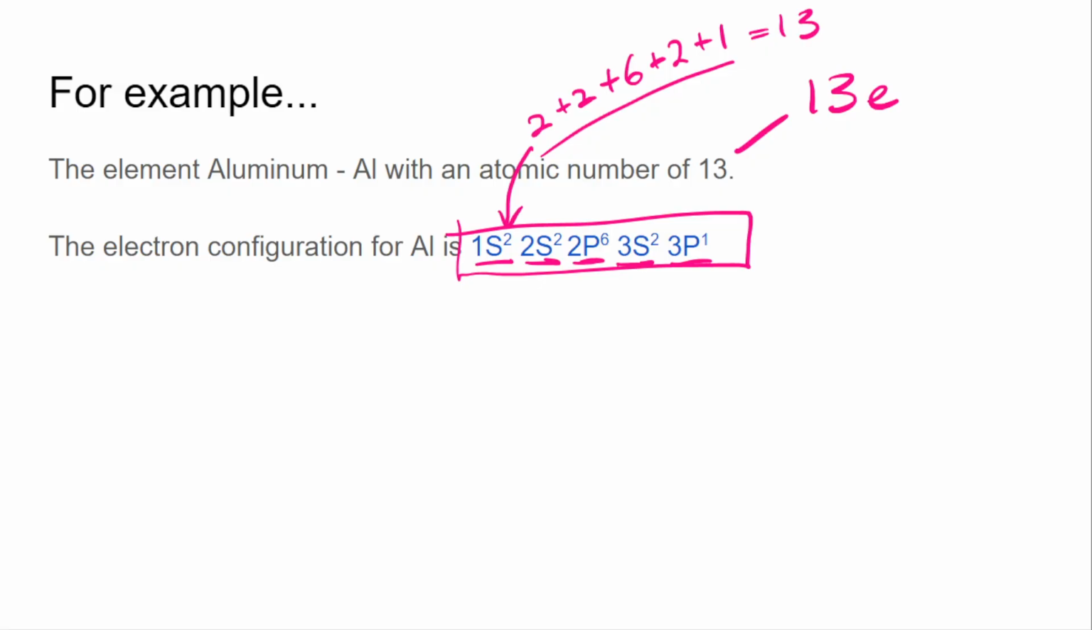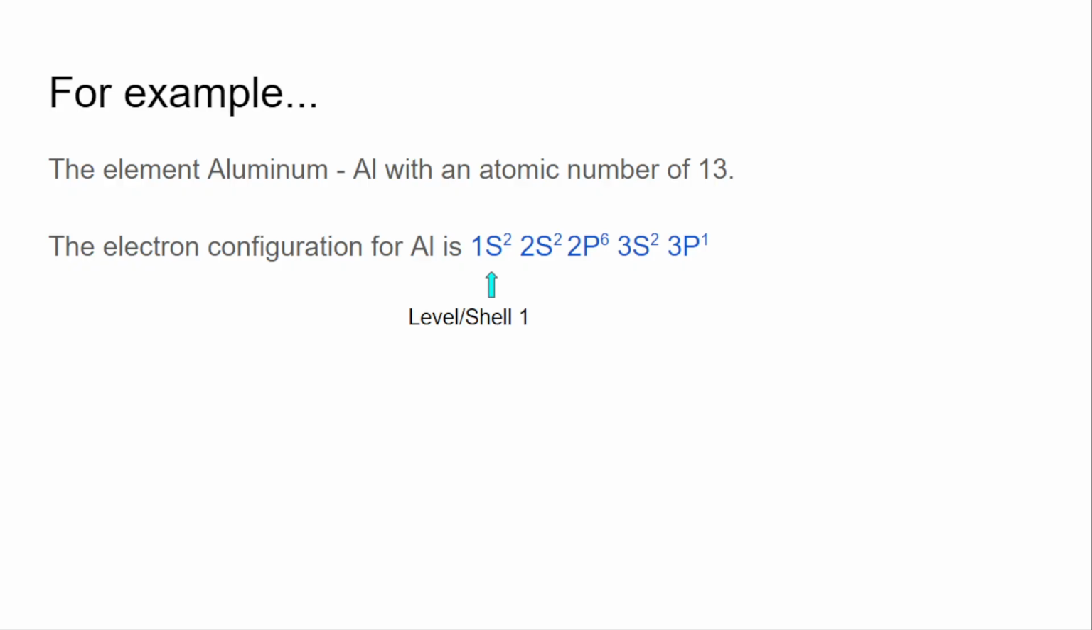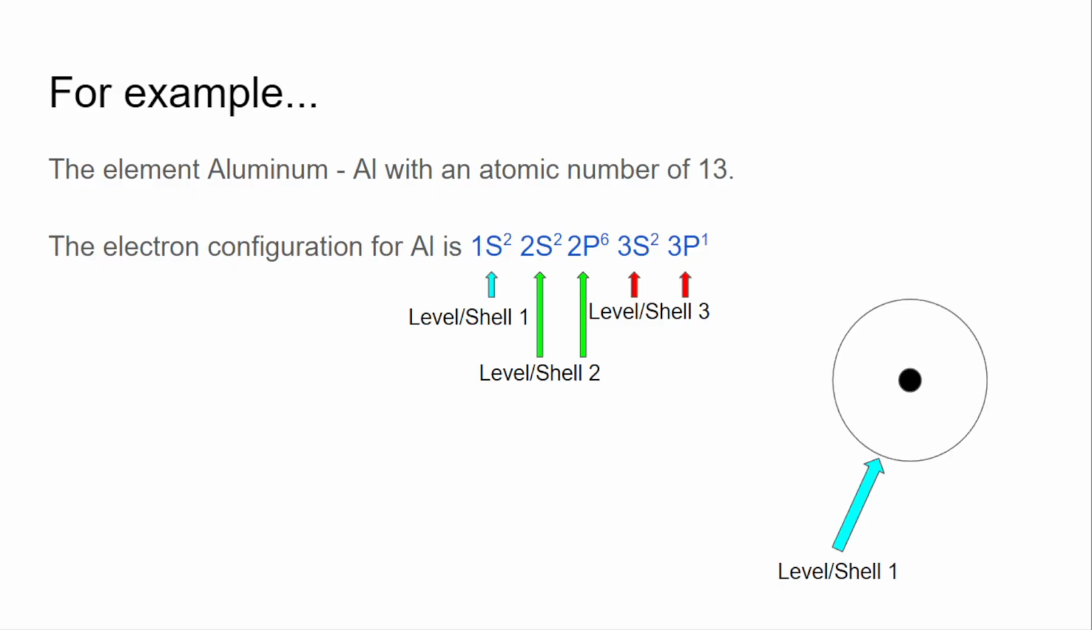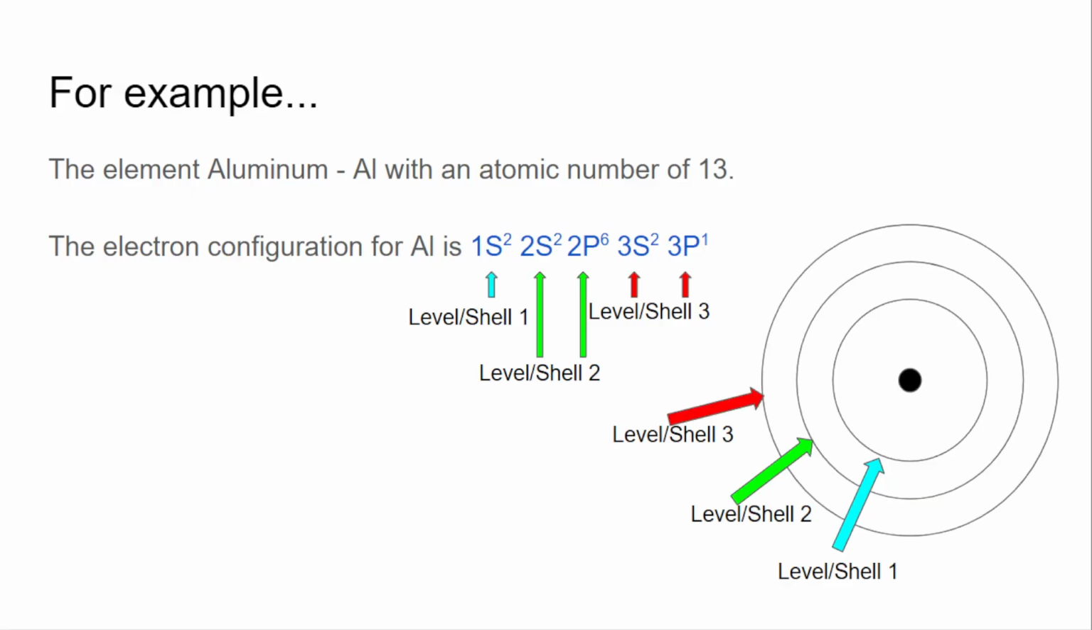So to draw the Bohr model for aluminum, it would look something like this. So energy level 1, energy level 2, the two big numbers in the front, and then the 3s, those are shell or energy level 3. And energy level 1, energy level 2, and energy level 3. So now all we have to do is fill in the dots. Okay, so to fill the dots in for my first energy level, I only have 2 dots. So 1, 2.